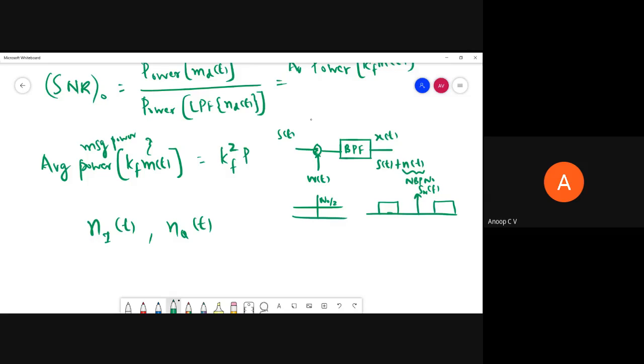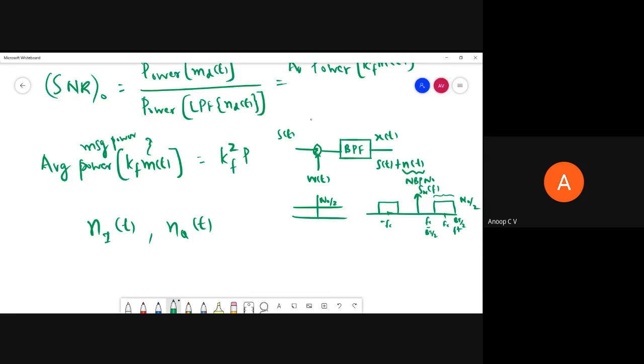Sn of f will be minus fc to plus fc, say fc plus Bt by 2 and fc minus Bt by 2, on both sides, and this will be N naught by 2. So this is actually a narrow band noise. Why? Because it's not a white noise anymore. White noise, when it is filtered by an ideal band pass filter, will allow only these frequency contents. So this is a narrow band noise.